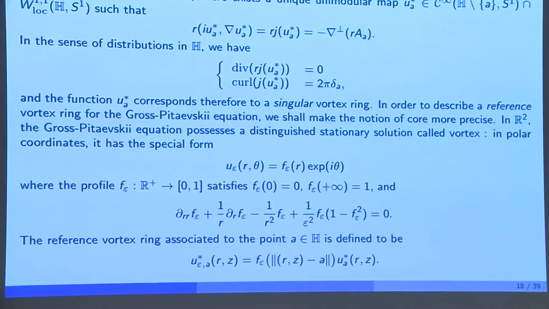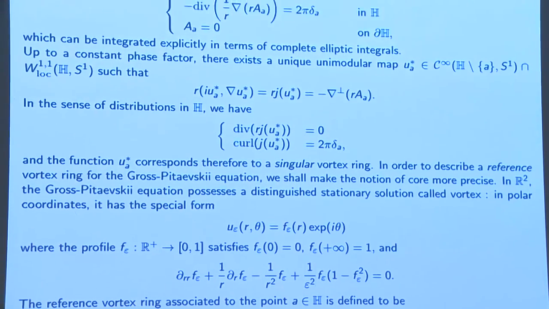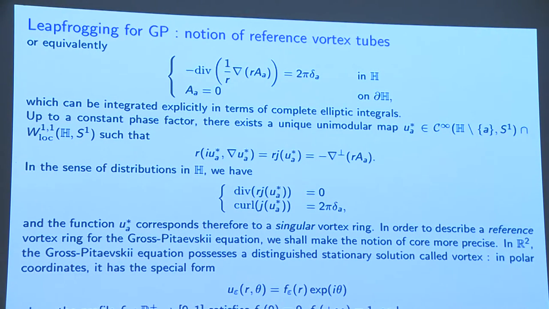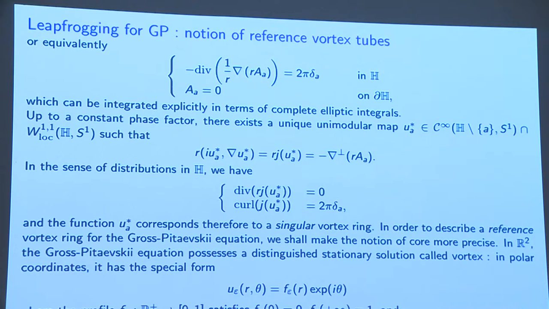You can tell what the capital A is even with complete elliptic integrals. This is something that can be done, but it is not really the most important part. The thing is that since there is a 2 pi here, we can define a Gross-Pitaevskii vector field U that will be related to capital A, in the sense that its vorticity will be precisely this singular circle.